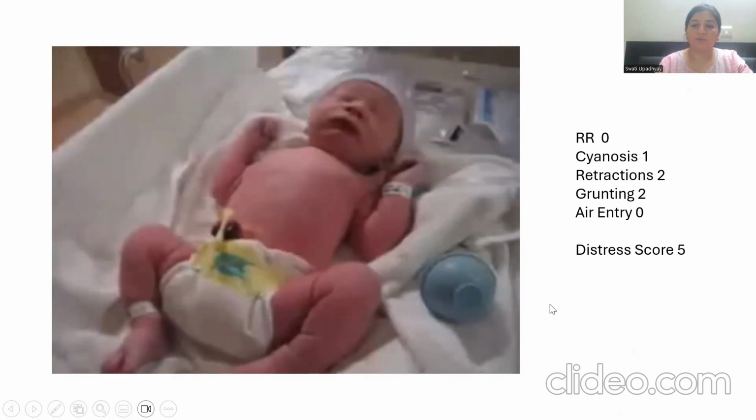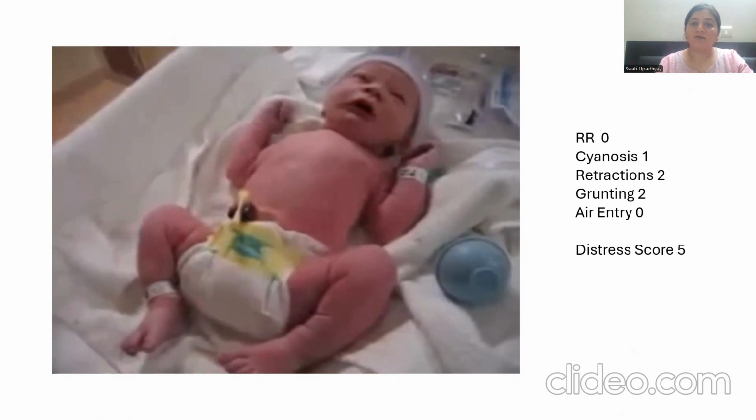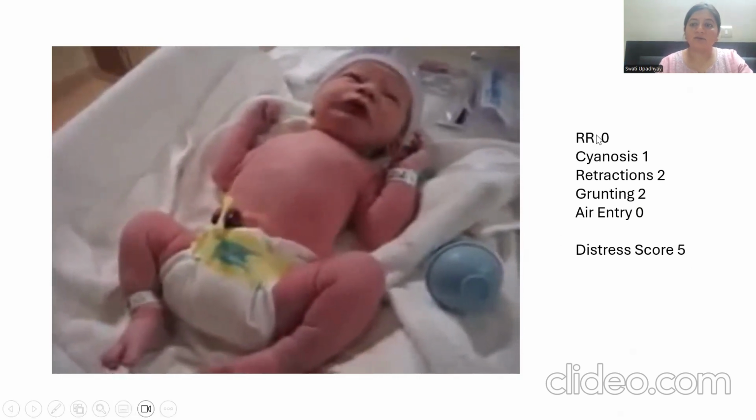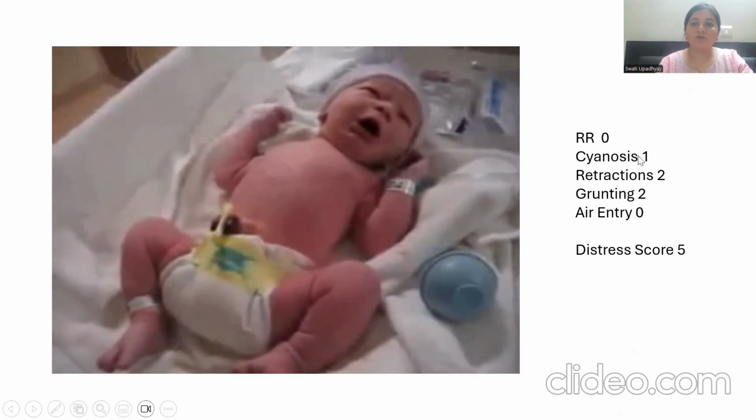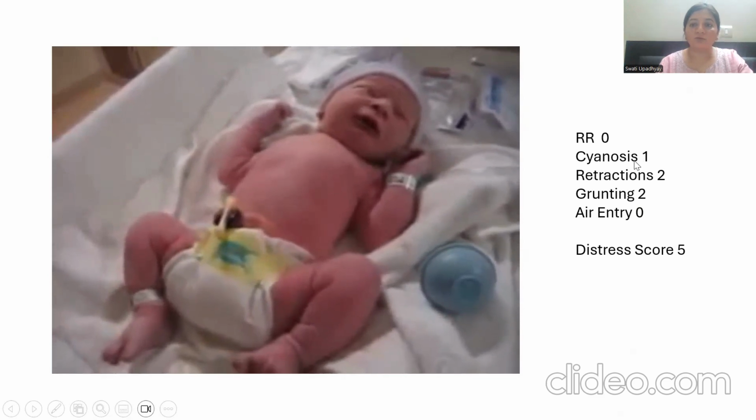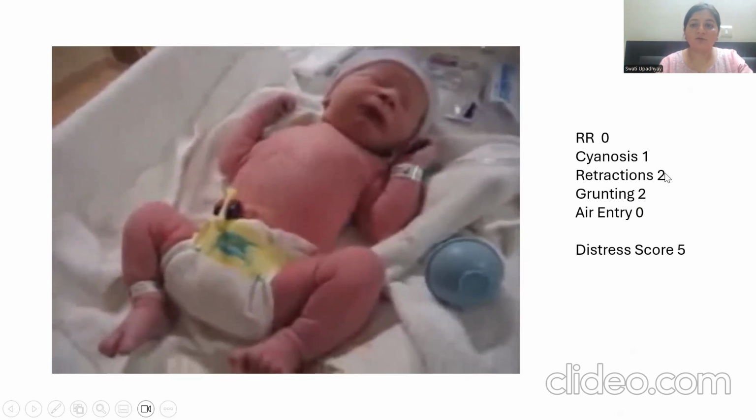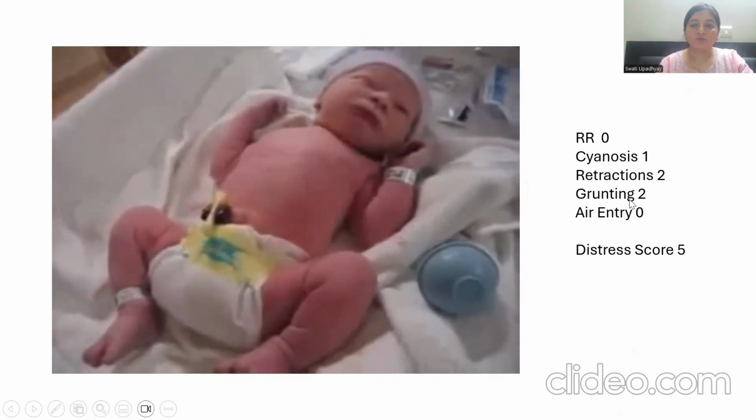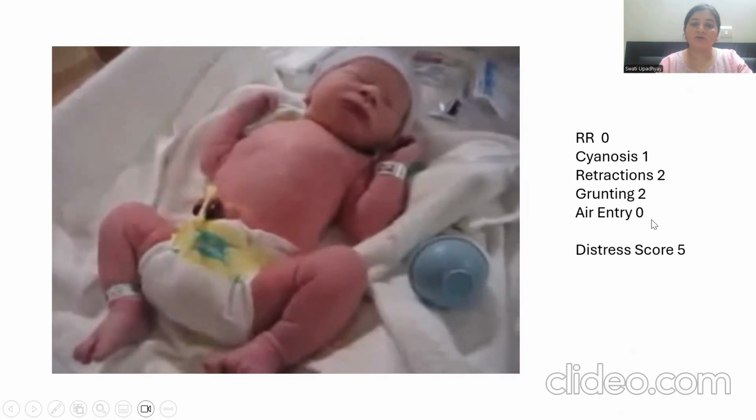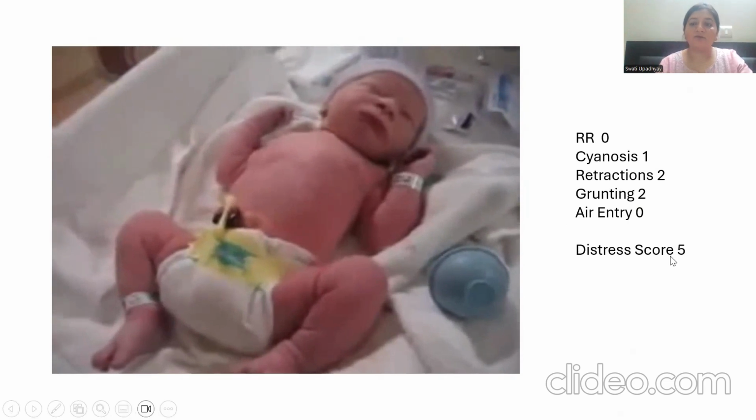Okay? You can see it once more. So respiratory rate is around 46 per minute. That gives a score of 0. Cyanosis, there is some cyanosis in room air, so it is a score of 1 at least. There are retractions which are moderate, score of 2. Grunting, which is audible to the ears, so it is 2. Air entry, which we are not sure, but suppose the resident tells that the air entry is okay, then it is a score 0. So distress score at least is 5 in this baby.